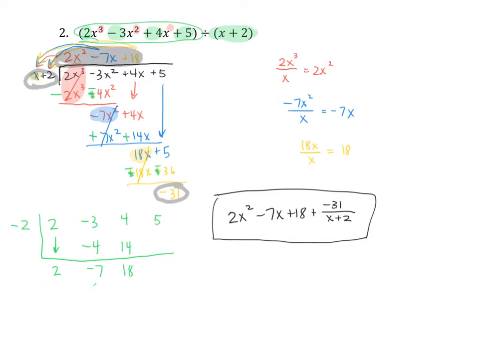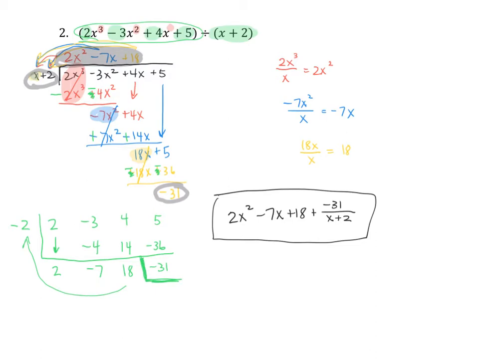Okay? All right, now you're going to multiply 18 times negative 2, and you'll get negative 36. And then you add straight down, and you get negative 31. I always put a box around my last number because that's my remainder.